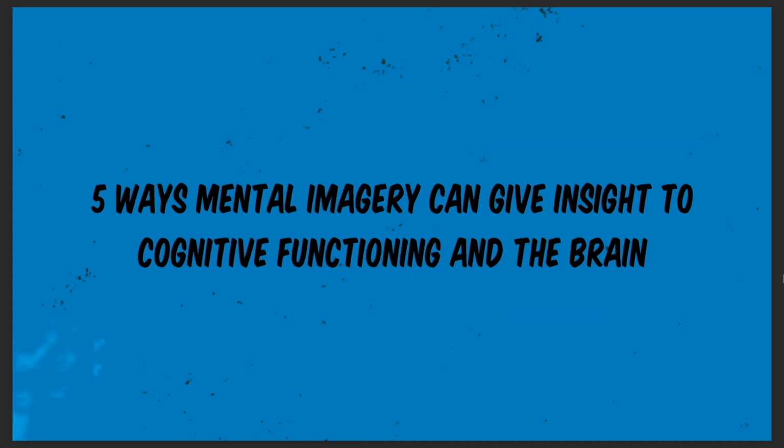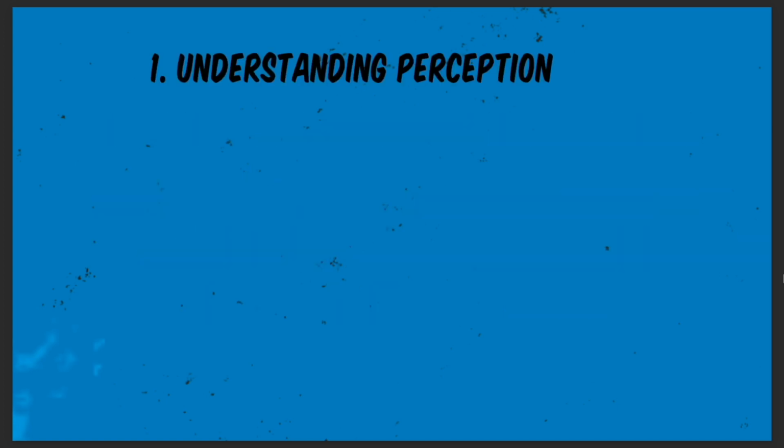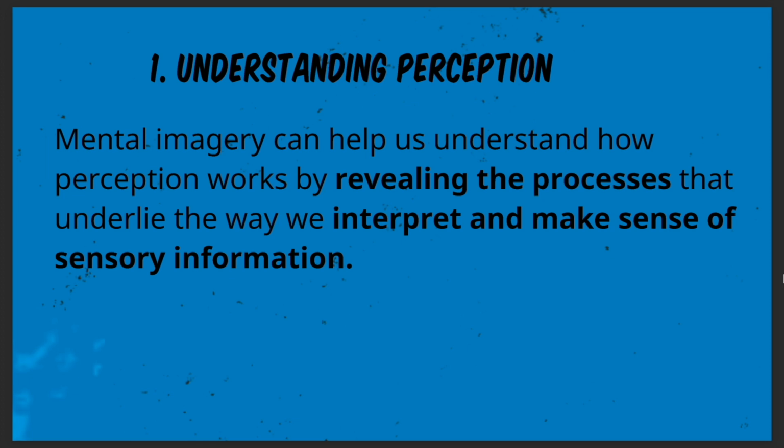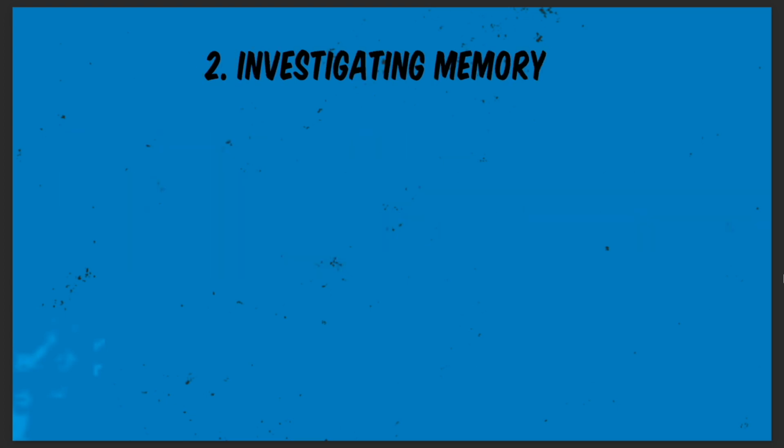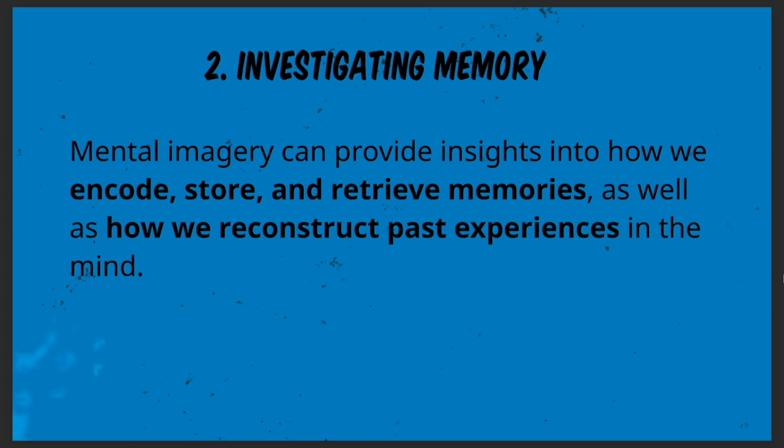5 ways mental imagery can give insight. Understanding perception. Mental imagery can help us understand how perception works by revealing the processes that underlie the way we interpret and make sense of sensory information. Investigating memory. Mental imagery can provide insights into how we encode, store, and retrieve memories, as well as how we construct past experiences in the mind.